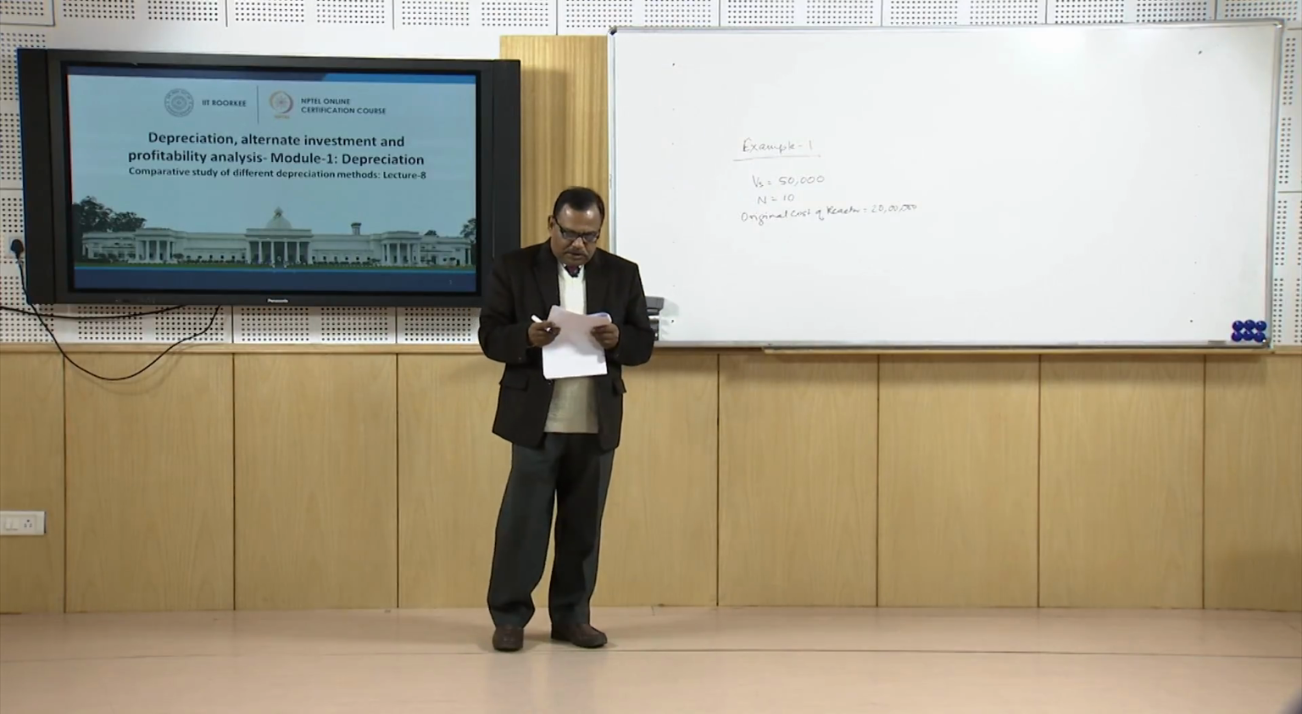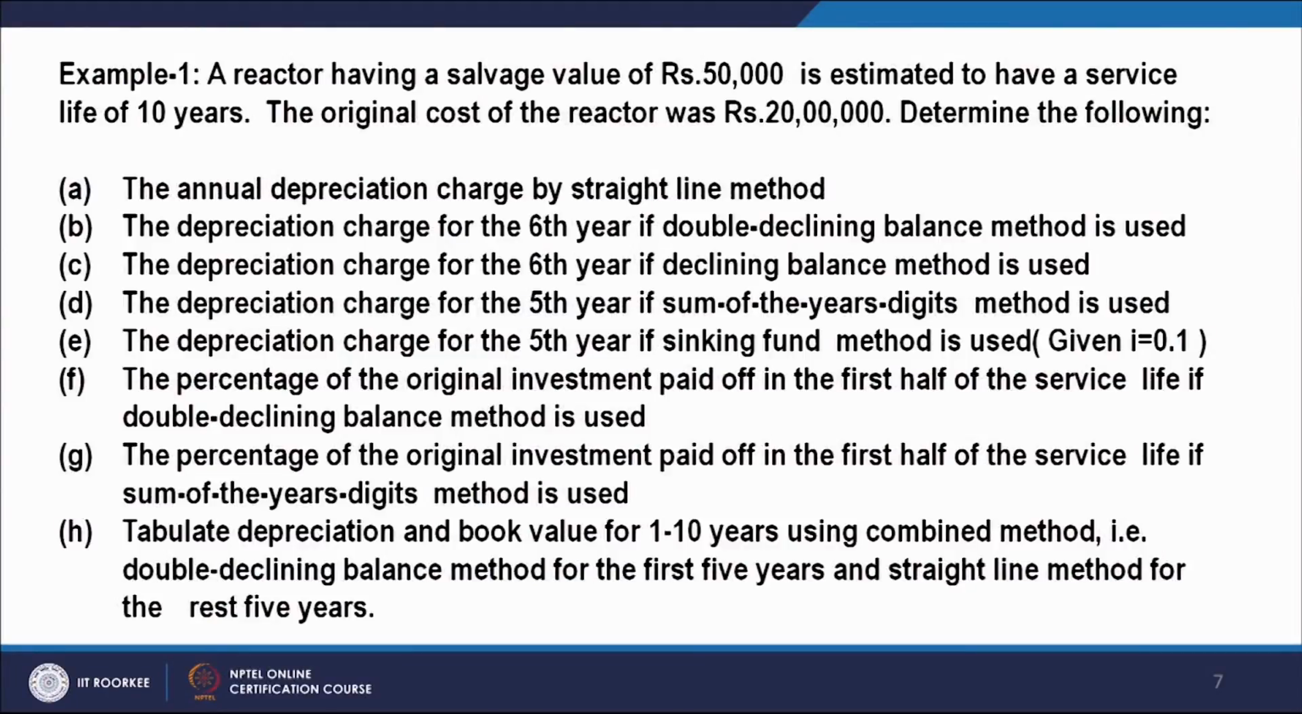A, the annual depreciation charge by the straight line method; B, the depreciation charge for the 6th year if the double declining balance method is used; C, the depreciation charge for the 6th year if the declining balance method is used; D, the depreciation charge for the 5th year if the sum of the years digit method is used; E, the depreciation charge for the 5th year if the sinking fund method is used, I is equal to 10%. F, the percentage of the original investment paid off in the first half of the service life if the double declining balance method is used.